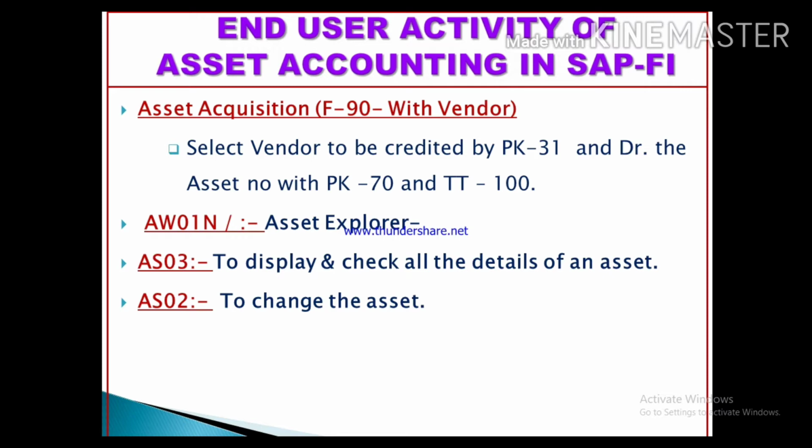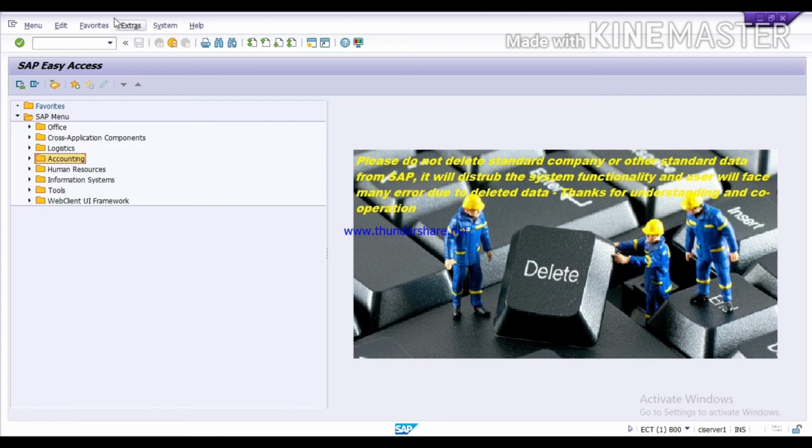First of all, we will run the T code AW01 to explore the asset. Go to the SAP screen and do the practical. Here you can run the T code AW01 directly to explore the asset. And I'll show you the path also.